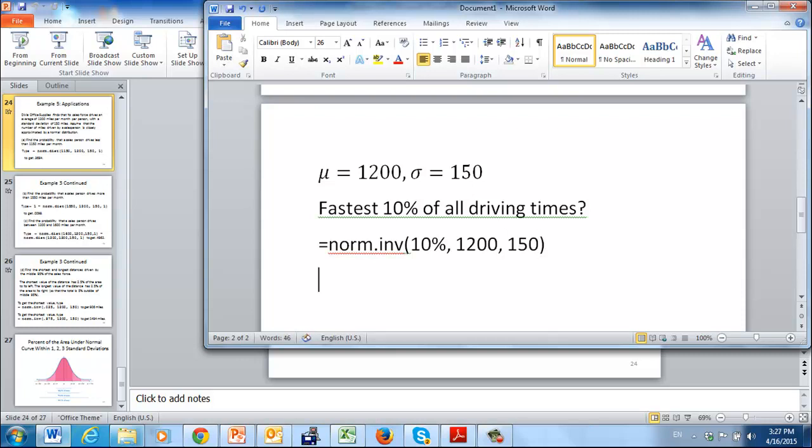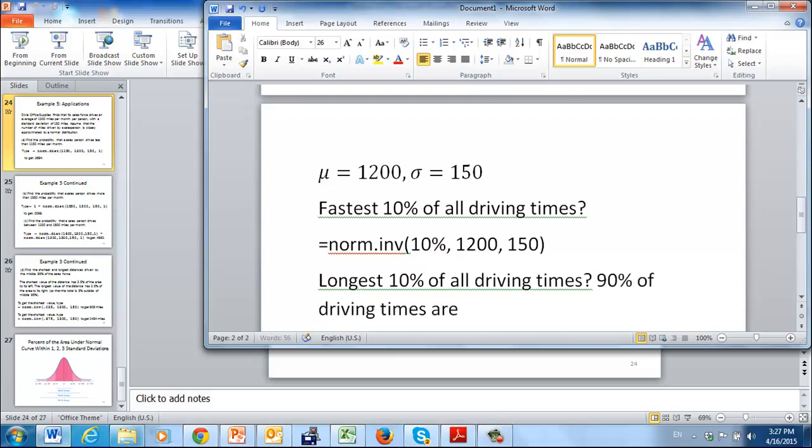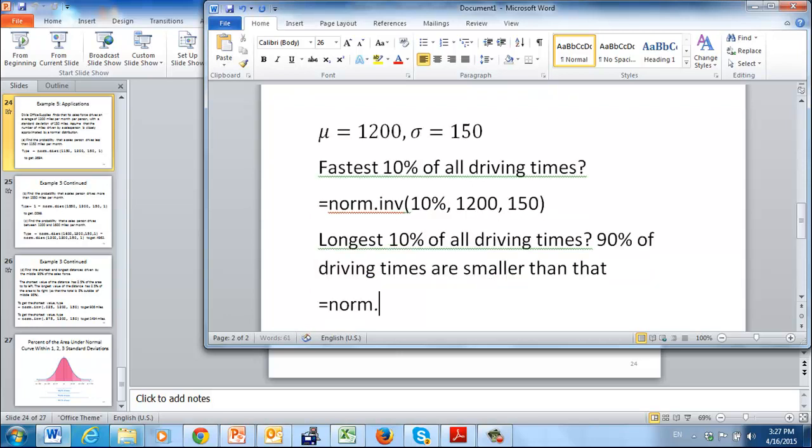That's all you need. Now, this would be the fastest. What about the longest 10% of all driving times? Well, this is going to be harder, because the longest 10% means that 90% of driving times are smaller than that. So what that means is now you're going to type norm_inf of 90%, 1200, 150.